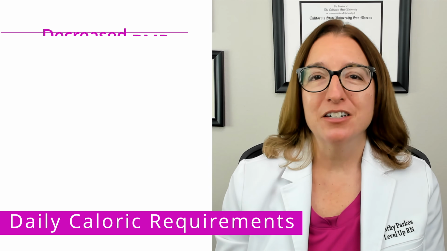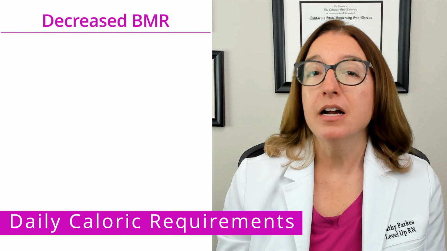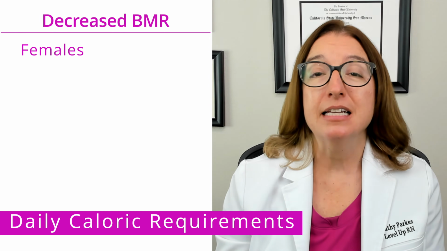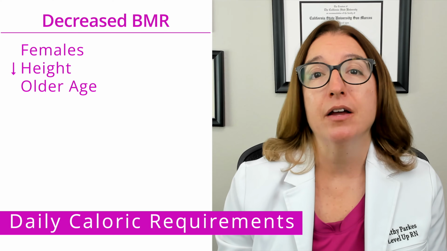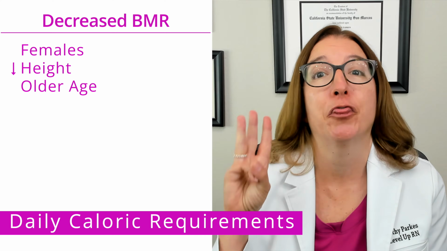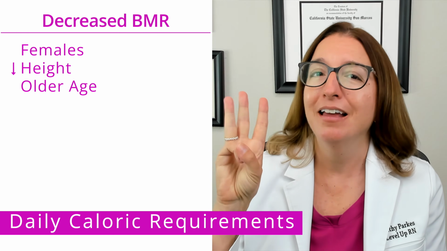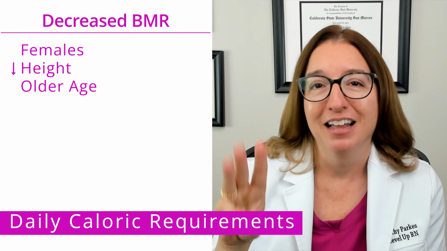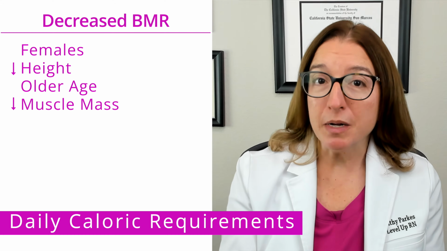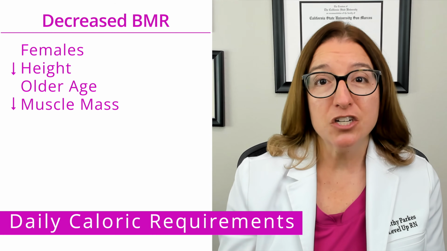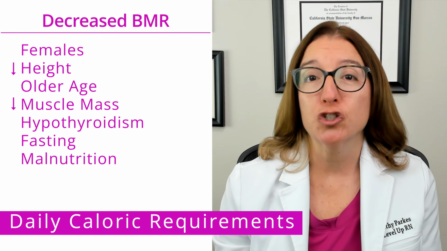Let's now talk about factors that result in a decreased BMR. So BMR is lower in females, it is decreased in shorter individuals, and it decreases as we get older. So basically, that's three strikes against me. I'm female, I'm short, and I'm getting older. So yay. Other things that decrease BMR include reduced muscle mass, certain health conditions such as hypothyroidism, fasting, and malnutrition.